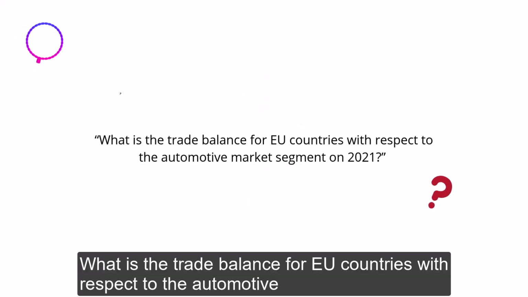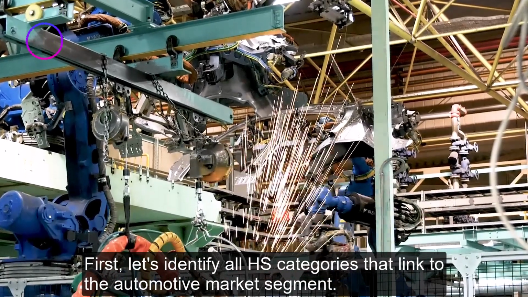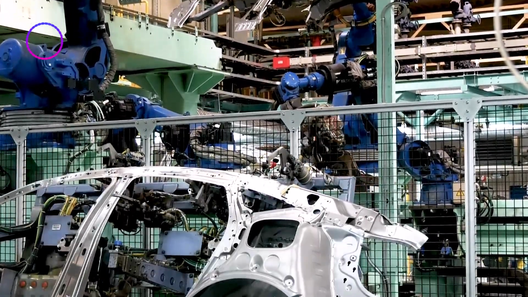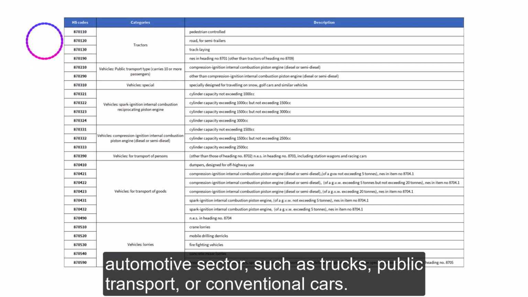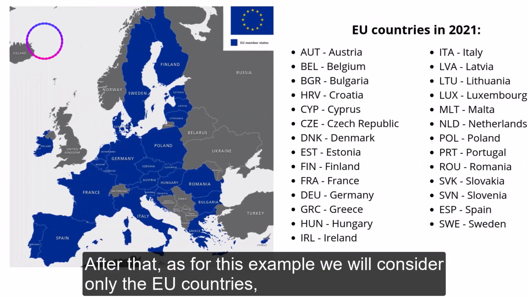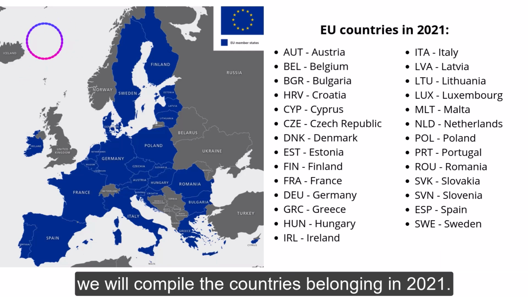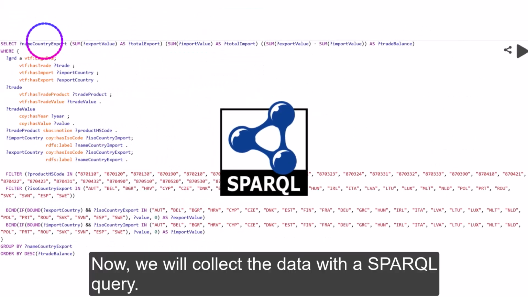What is the trade balance for EU countries with respect to the automotive market segment in 2021? First, let's identify all HS categories that link to the automotive market segment. These categories will include all types of vehicles in the automotive sector, such as trucks, public transport, or conventional cars. After that, as for this example we will consider only the EU countries, we will compile the countries belonging in 2021. Now, we will collect the data with a SPARQL query.